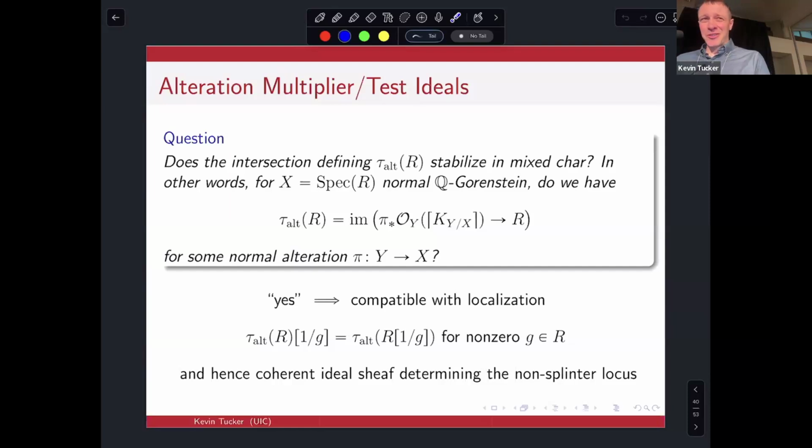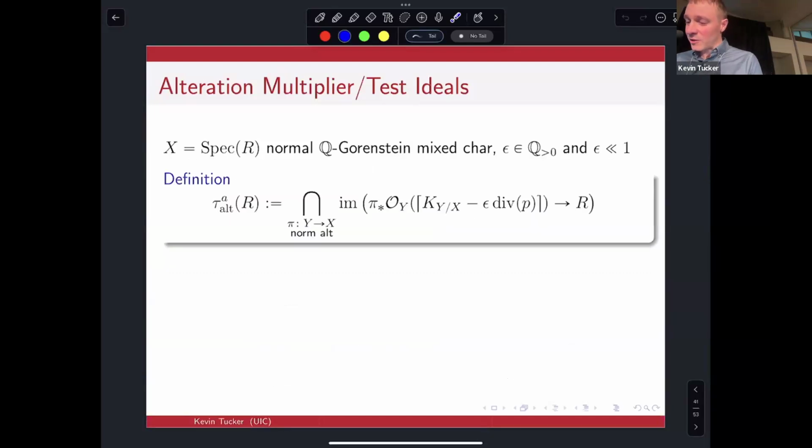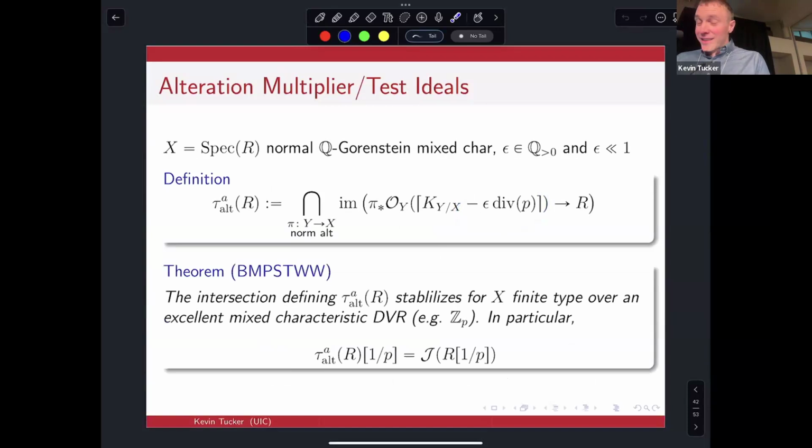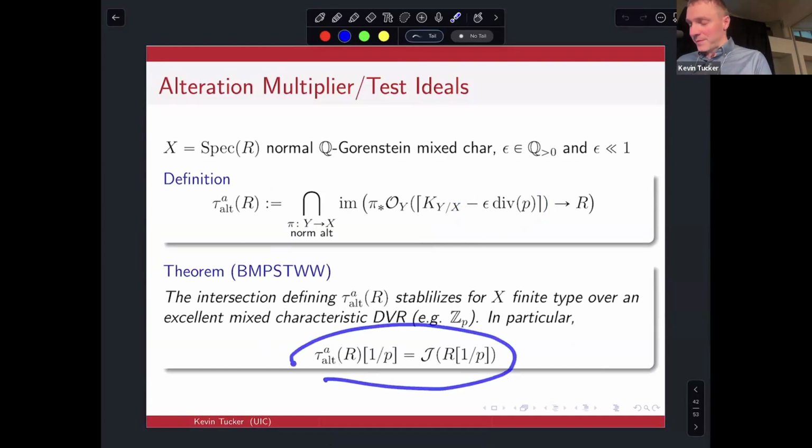However, we do sort of almost know it. And again, Karl alluded to that yesterday. If you take the definition of this tau alt and you perturb it a little bit along the divisor of p, you get something that we know does stabilize, and in particular gives me a coherent ideal sheaf, as well as behaves very well with inverting p. So when I invert p, I'll get back the multiplier ideal on the nose.